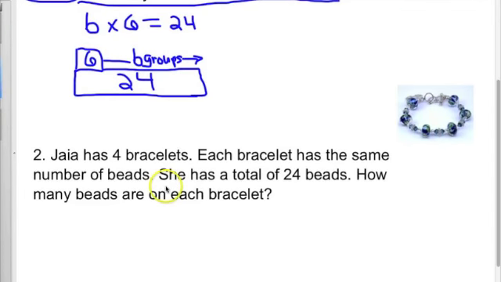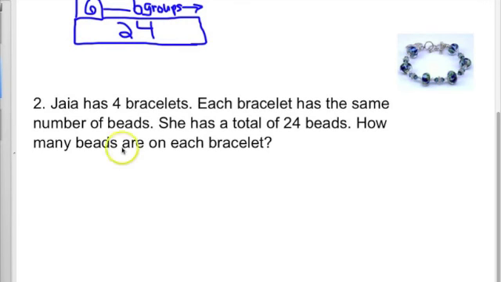Let's look at our second multiplication problem. Jaya has 4 bracelets. Each bracelet has the same number of beads. She has a total of 24 beads. How many beads are on each bracelet? This problem is about Jaya, and she has some bracelets. Okay? And she has a certain number of beads on each bracelet.